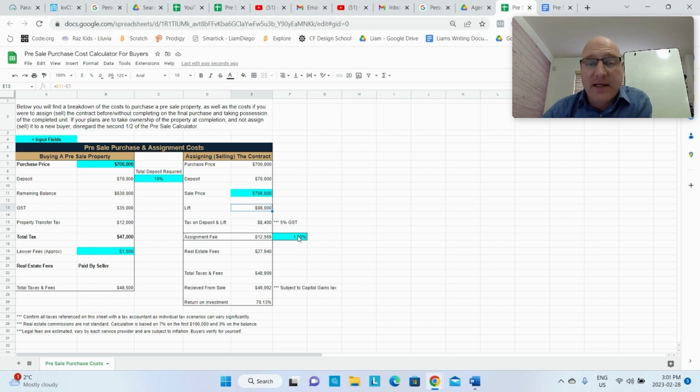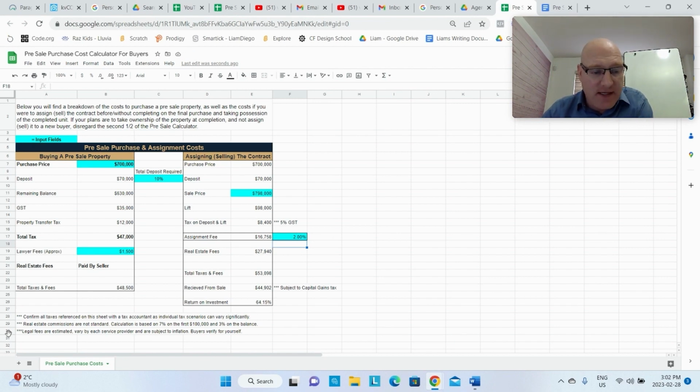The assignment fee will be different per developer, which is why you do want to make sure that you have proper representation who understands that contractual side of it, all of the rules and stipulations around the assignment fee. Now, the assignment fee can be anywhere from 1 to 3%, and sometimes it's even just an administration fee. But that's going to vary per developer. So let's say this one was at 2%.